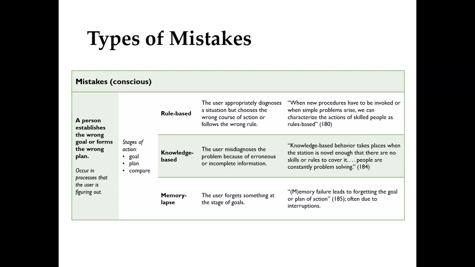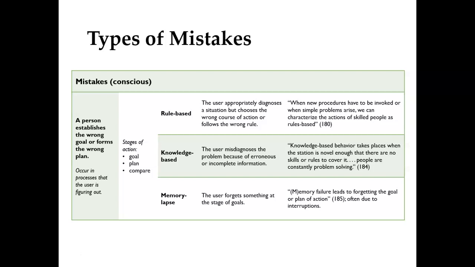In the rule-based, the user figures out, okay, here's what's going on in this situation. I need to behave in this manner. But they choose the wrong way to behave, or they follow the wrong rule to make the thing work the way they do. Then we have knowledge-based.